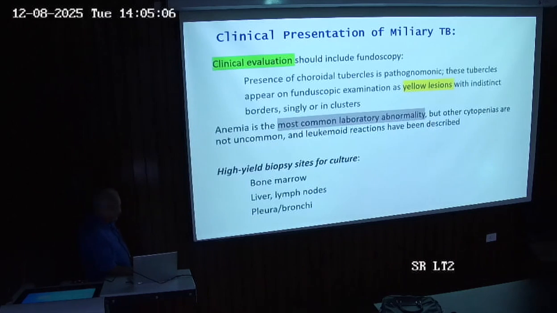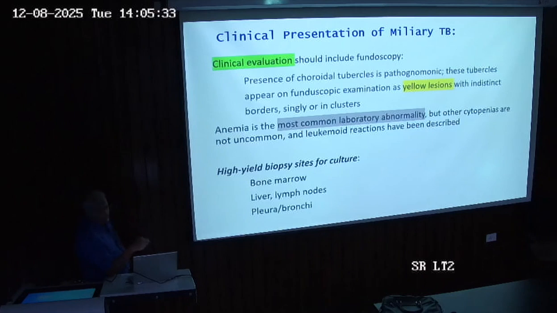So, the first thing that you should examine when a patient of miliary TB comes to you is that you should go for ophthalmoscopy, that is fundoscopy. Presence of choroid tubercle is pathognomonic. These tubercles appear on fundoscopic examination as yellowish lesions with indistinct border, singly or in clusters. This I described to you last time.